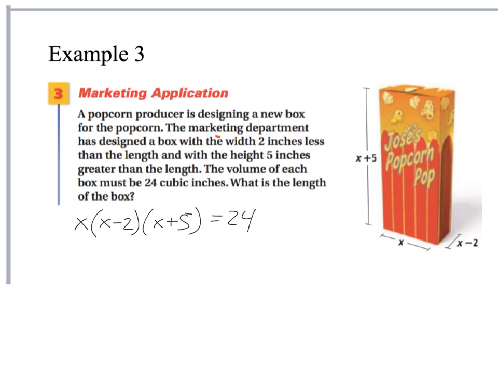Now, what you could do is start foiling everything out, multiplying, and making a polynomial, then subtracting 24 from both sides and trying to factor it. But what we're really going to do is use the graphing calculator to solve this. So I'm going to subtract the 24 from both sides, and this is going to be x times x minus 2 times x plus 5 minus 24 equals 0. And this is what I'm going to plug into my graphing calculator.